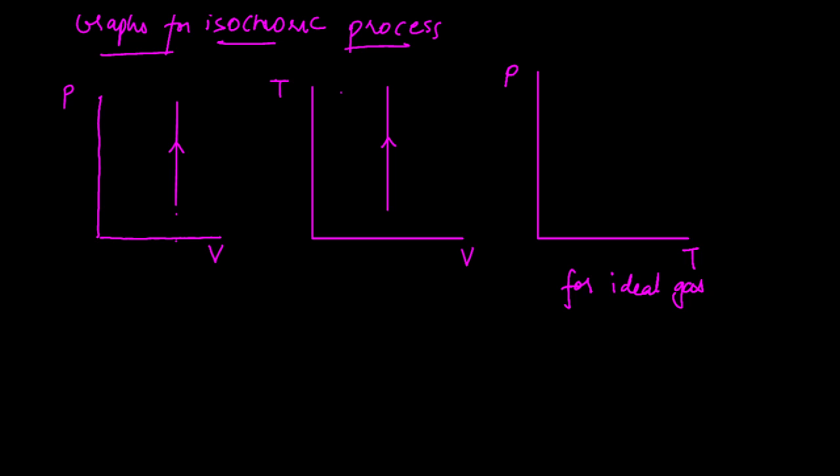So if you draw PT graph for an ideal gas, you know that if for an ideal gas you have volume constant, then pressure is proportional to temperature. So the graph will be a straight line. I repeat, the graph will be a straight line, but be careful everyone.